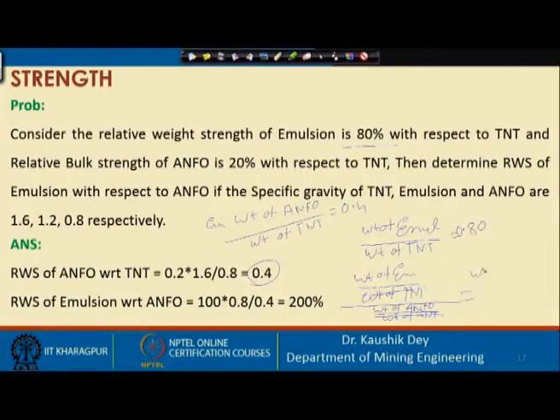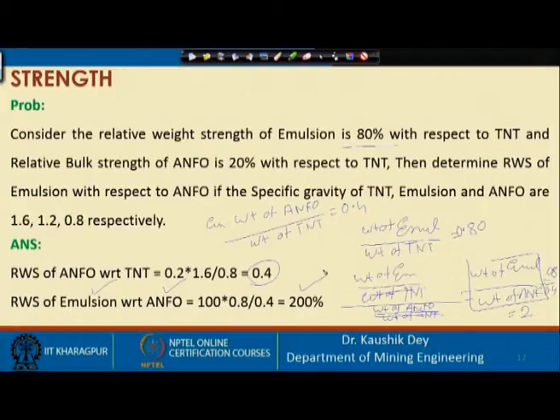So, it will become weight of emulsion by weight of N4, and this value will be 0.8 divided by 0.4, that means 2. Okay. So, this portion is nothing but the relative weight strength of emulsion with respect to N4, that is coming 2, which means it is 200%.